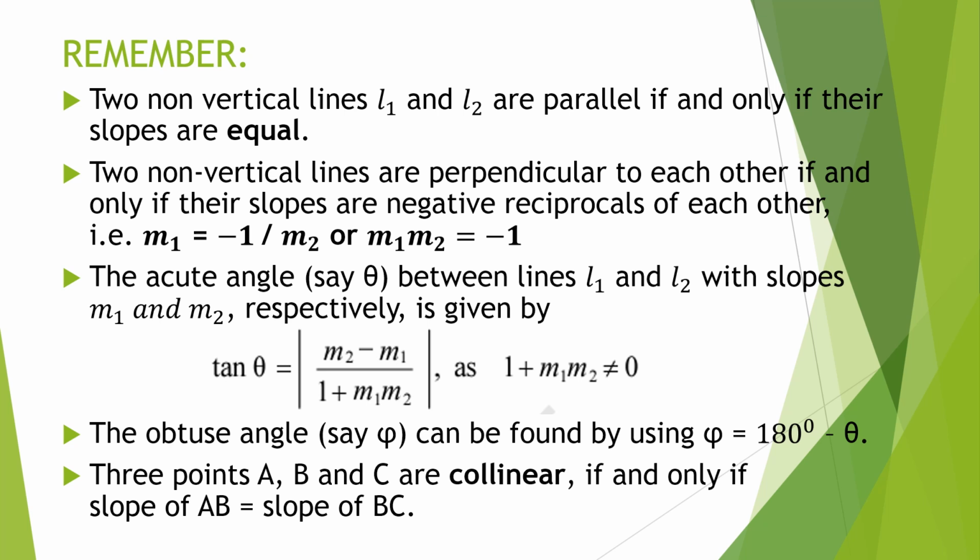The acute angle, say theta, between lines L1 and L2 with slopes m1 and m2 respectively is given by tan theta equal to mod of (m2 minus m1) upon (1 plus m1 into m2), where 1 plus m1 into m2 is not equal to 0. If the angle is obtuse, say phi, then it can be found by phi equal to 180 degrees minus theta. 3 points A, B, C are collinear if and only if the slope of AB is equal to the slope of BC. We will see examples based on this.